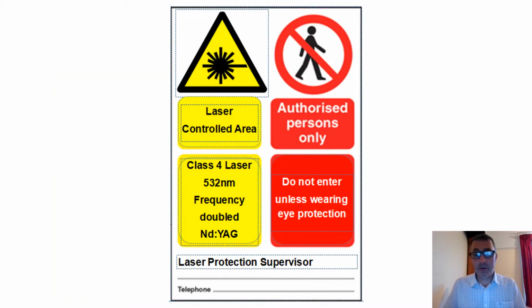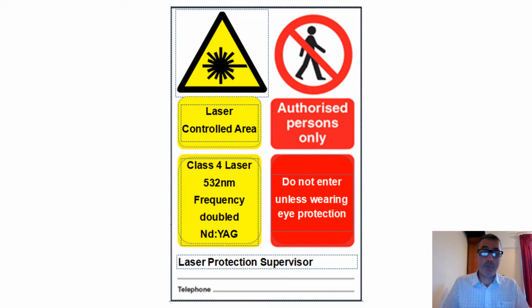So there's an example of a warning sign that you might see on the door. It's a plastic sign typically. Important wording here: laser controlled area, and the standard laser symbol. Some information about the type of laser and the risk. So it's a class 4 laser. That immediately tells us that it is extremely hazardous to the eyes, may damage the skin, and also may be an ignition hazard, may actually set fire to things.